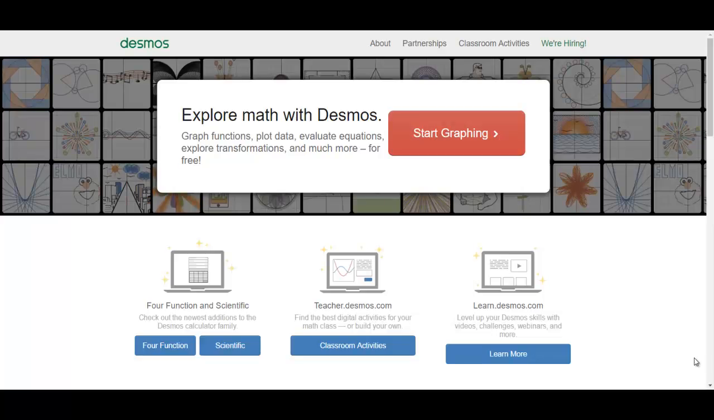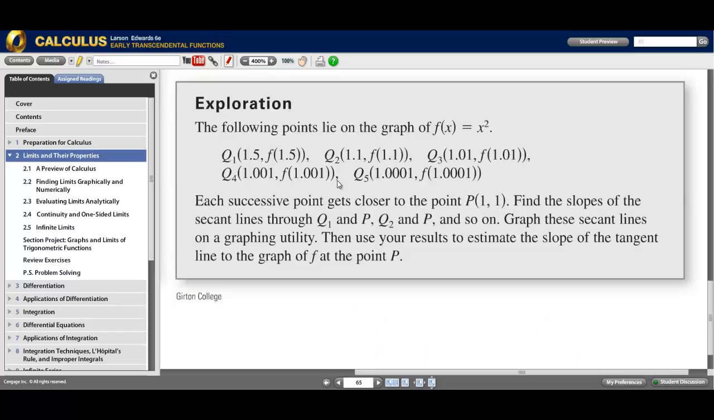Alright guys, so I had a question about a problem that's not assigned for homework, but it's similar to something that's assigned for homework. It's on page 65. Let's see, I have the ebook pulled up. So it's this problem right here, page 65. It's actually not even numbered, it's just an exploration. But it's something we've talked about, and there's homework like this.